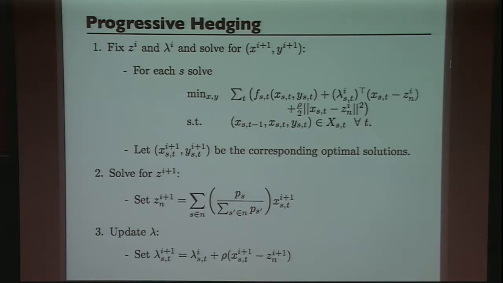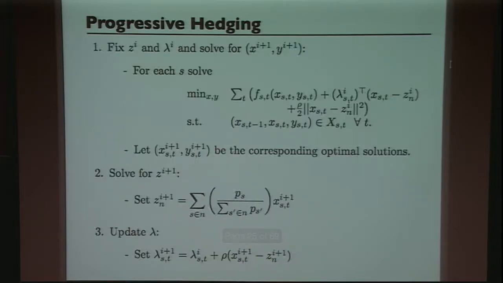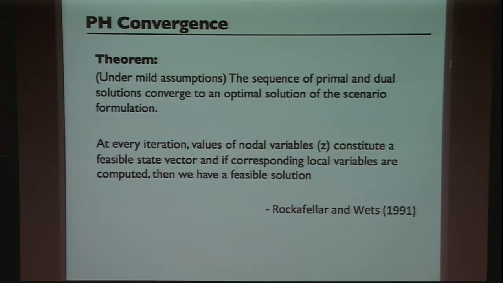Why? Well, that's very easy to see, because each of these x's is feasible to the scenario subproblem, right? And then I'm taking a convex combination of them, and then I'm projecting onto the additional constraint, where they're supposed to be equal. So therefore, it gives a feasible solution. So you can take those solutions and evaluate them, and that gives you a good solution, which you can track to see how good it is.